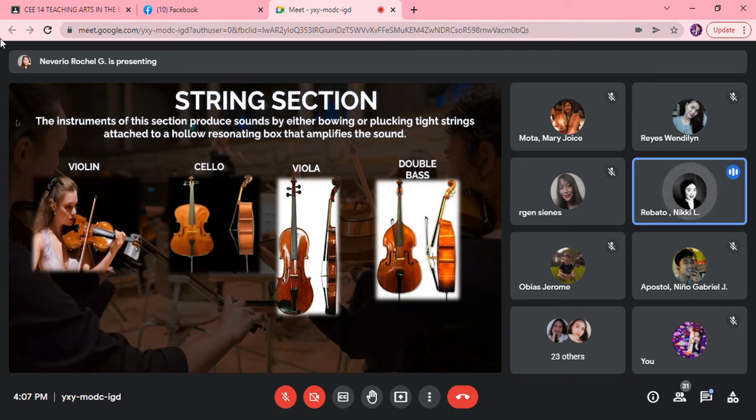And last, double bass, also called contrabass.